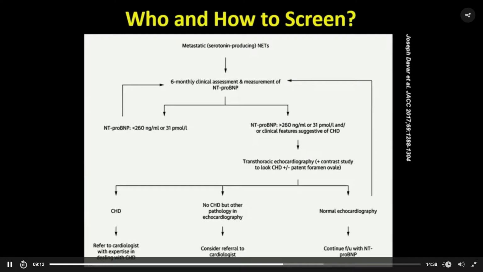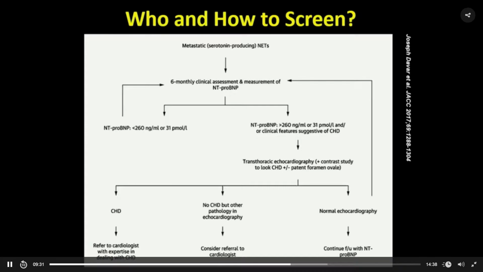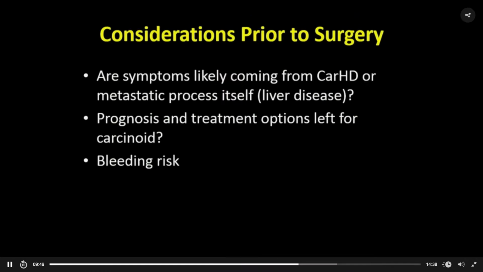So how do we know who and how to screen? The recent expert consensus document indicates that for patients with metastatic neuroendocrine tumors, biomarkers, and specifically NT-proBNP, and an exam be performed every 6 months. And if the NT-proBNP exceeds 260, then proceed with a transthoracic echo with bubble study. And if the echo indicates evidence of carcinoid heart disease, then referral to a cardiologist is needed for medical management and ultimately consideration of surgical intervention.